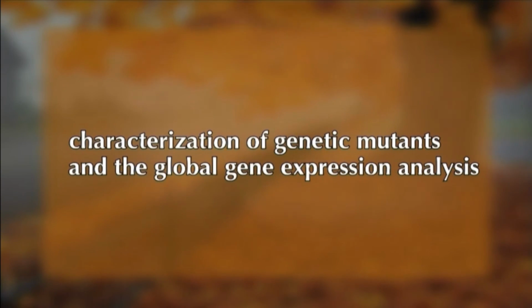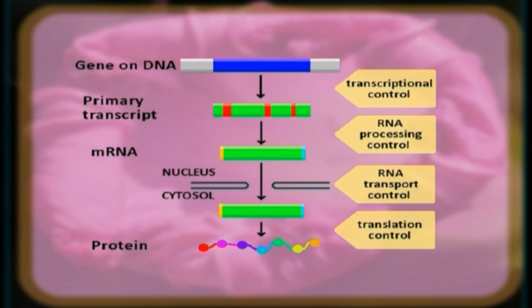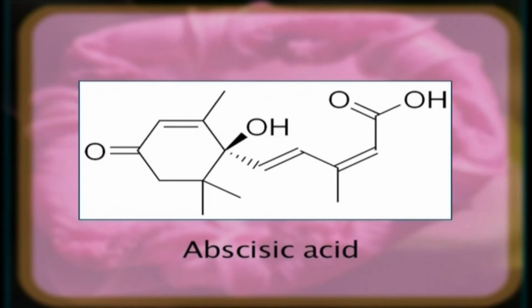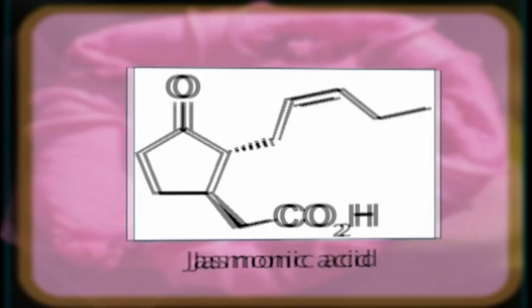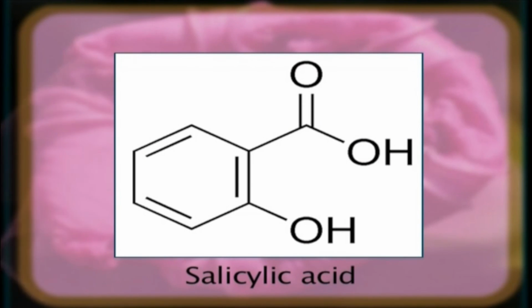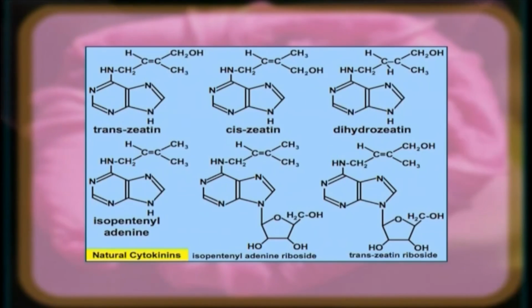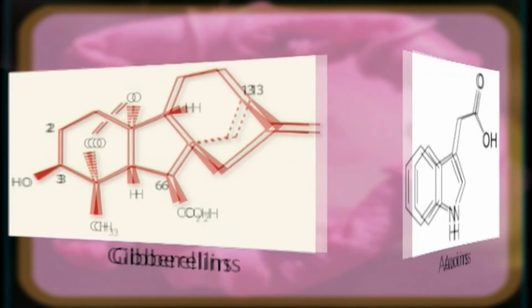The roles of these hormones in regulating leaf senescence are becoming evident through characterization of genetic mutants and the global gene expression analysis, providing important molecular information about how the hormonal signaling pathways lead to changes in pattern of gene expression during leaf senescence. The well-known senescence promoting hormones are ethylene, abscisic acid, jasmonic acid, and salicylic acid, whereas senescence retarding hormones include cytokinins, auxins, and gibberellins.